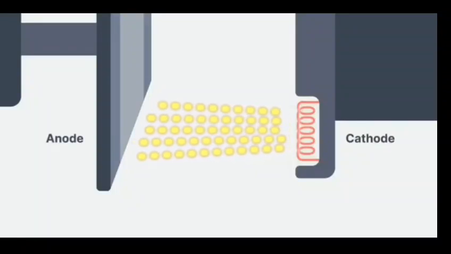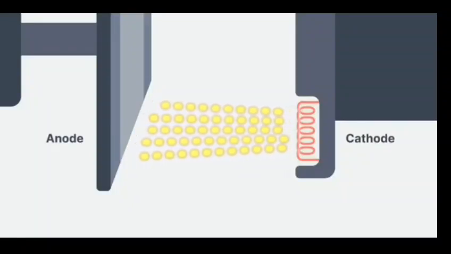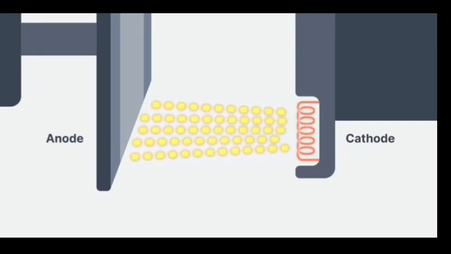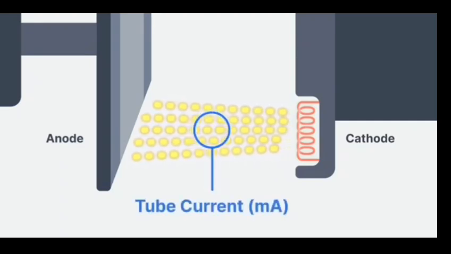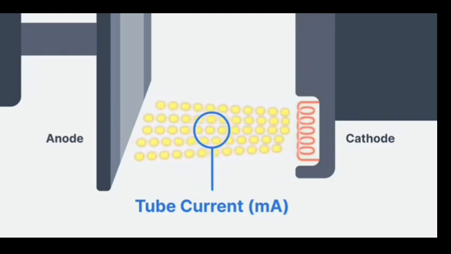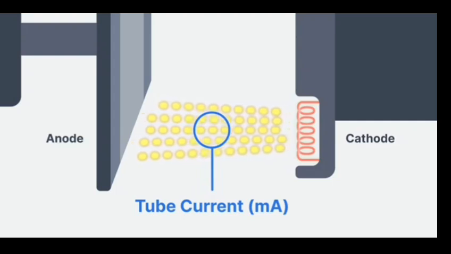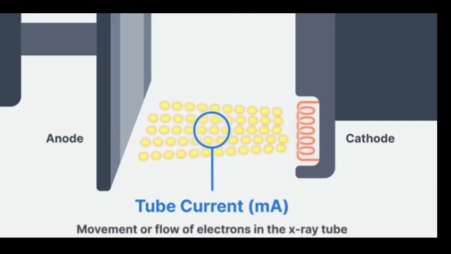X-rays are produced when electrons travel from the cathode filaments and interact with atoms in the anode target. This movement of electrons is what we can call the tube current. Tube current is measured in units of milliamperes, which is abbreviated mA. So tube current is simply the movement or flow of electrons in the X-ray tube.